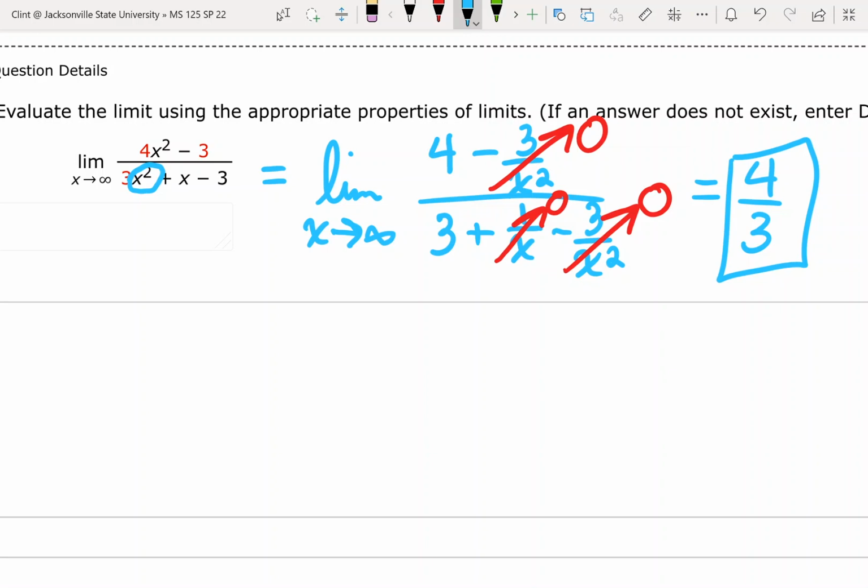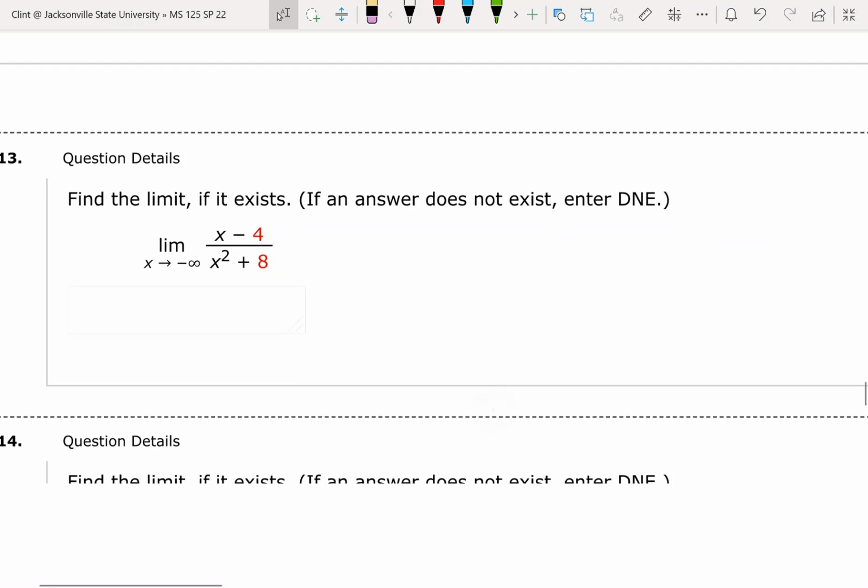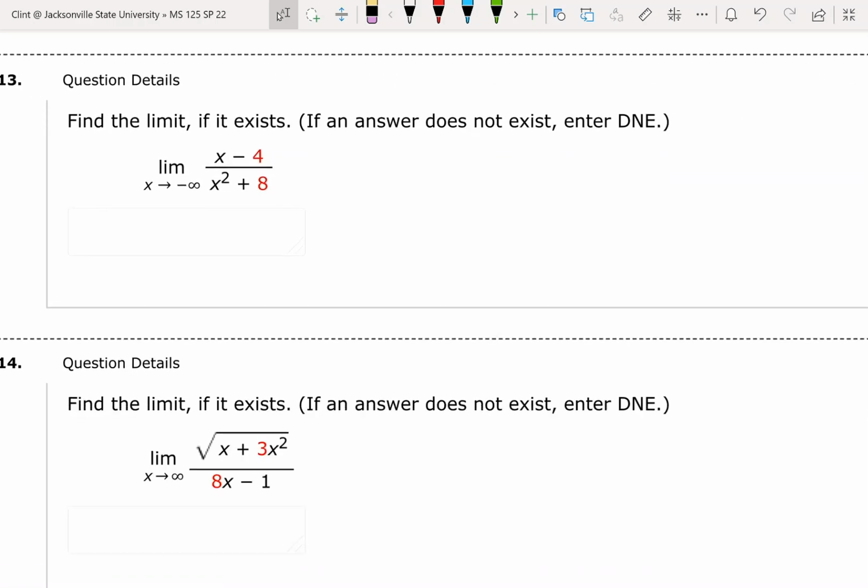Okay. 13. Similar, except that we're approaching negative infinity. So we just have to keep an eye out to see if there's anywhere where that's going to make a difference with the signs. On this one, using the shortcut, do you remember what it's going to be? 0. Okay, let's show it.